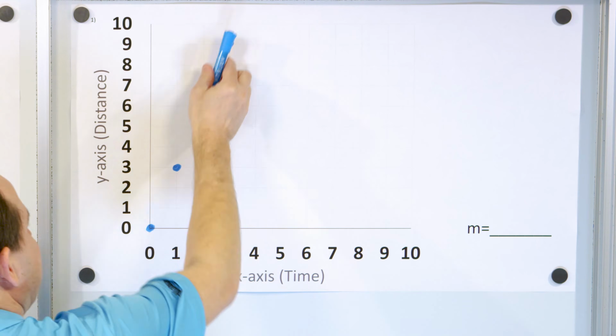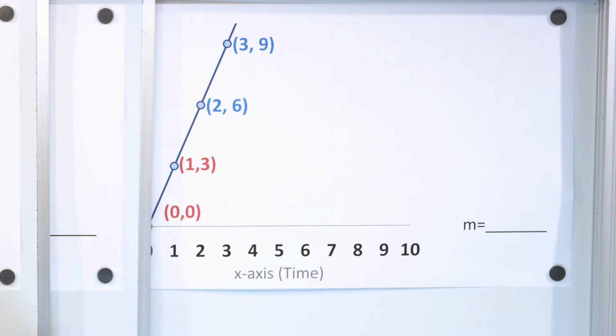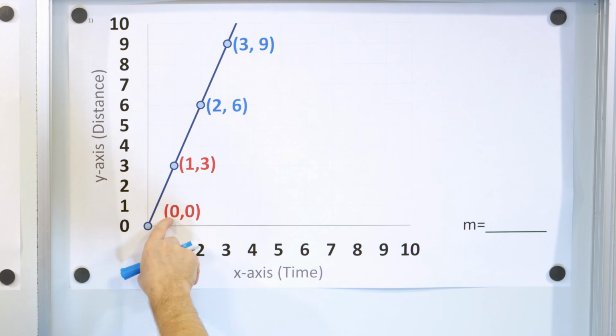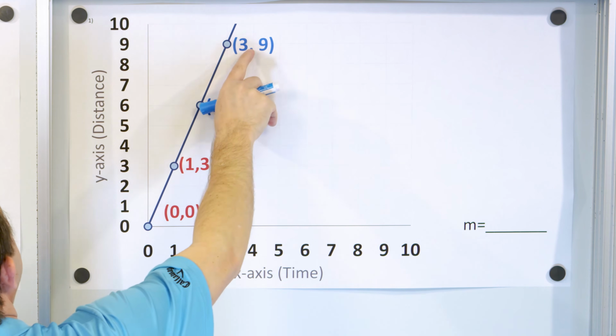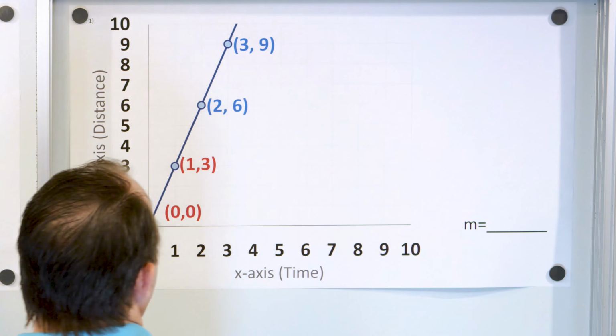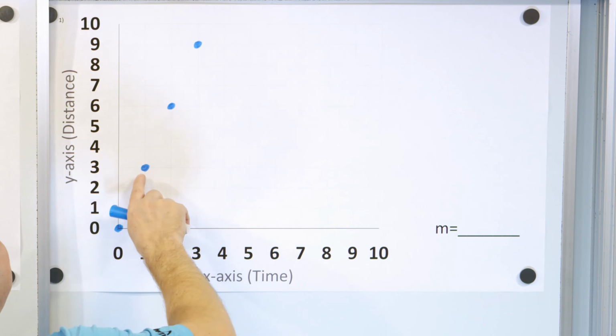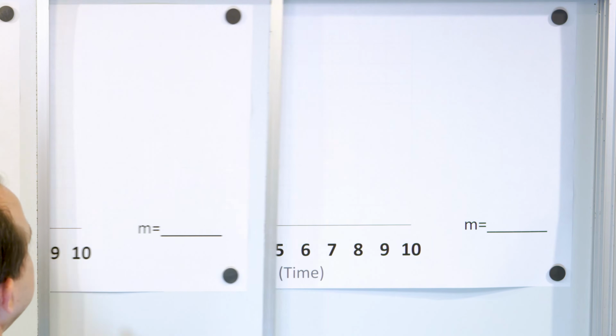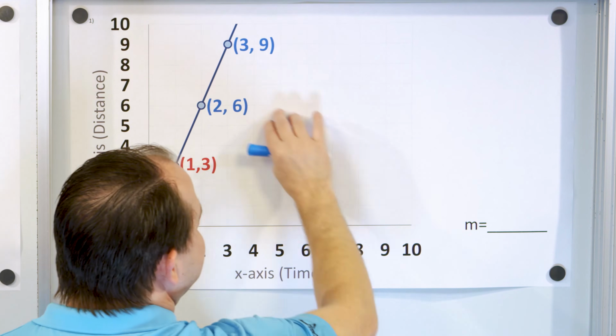So let's take a look at a prettier version of this. These points are all the same. 0, 0, 1, 3, 2, 6, 3, 9. This is the exact same set of points that I drew on my graph. You see it goes right through there. But this is a prettier graph of it right here.